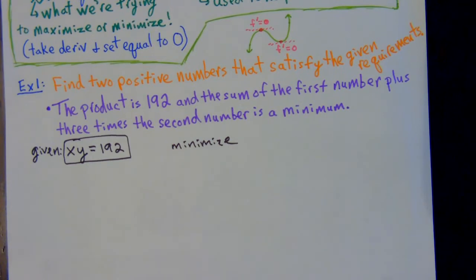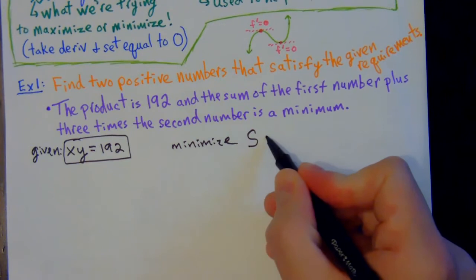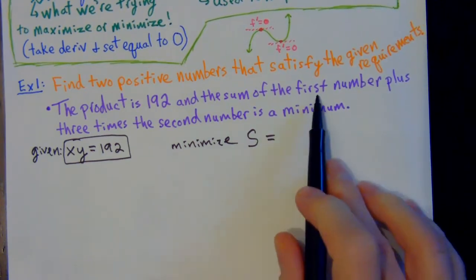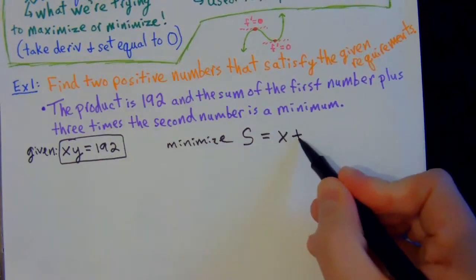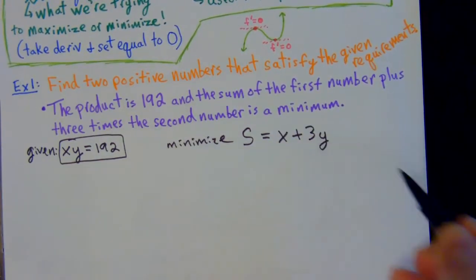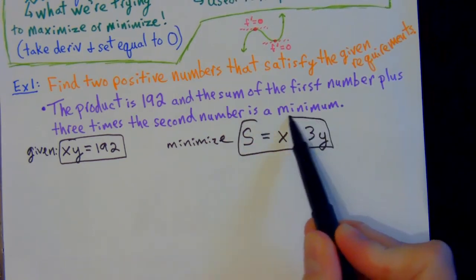And then you got to call it something. Call it A, call it S, whatever. It says we're going to minimize the sum. We want the sum to be a minimum. So I'm going to call that S. And it says the first number plus 3 times the second number. So I'm going to go X plus 3Y. That's one of the numbers plus 3 times the other number. This is what we want to minimize. This is my primary equation.